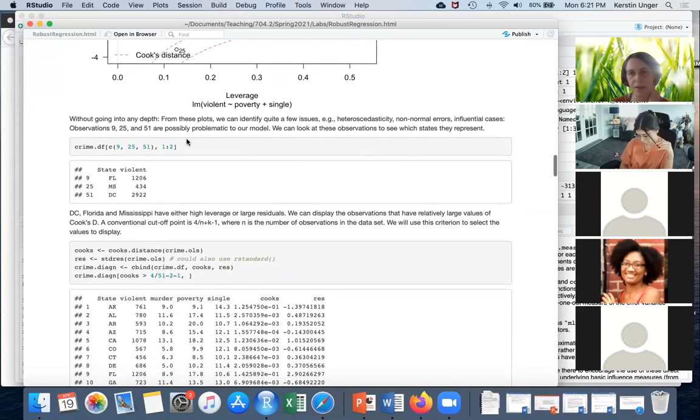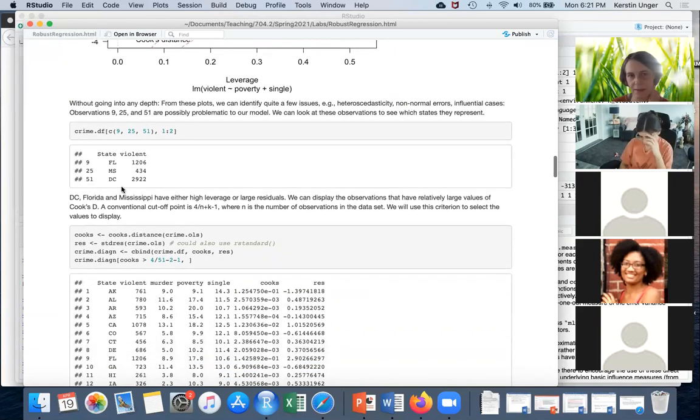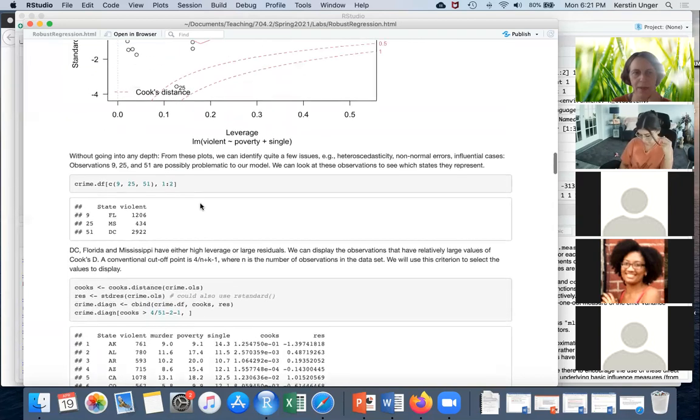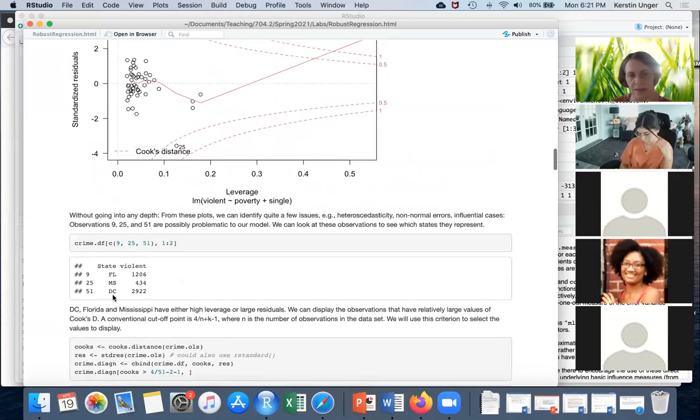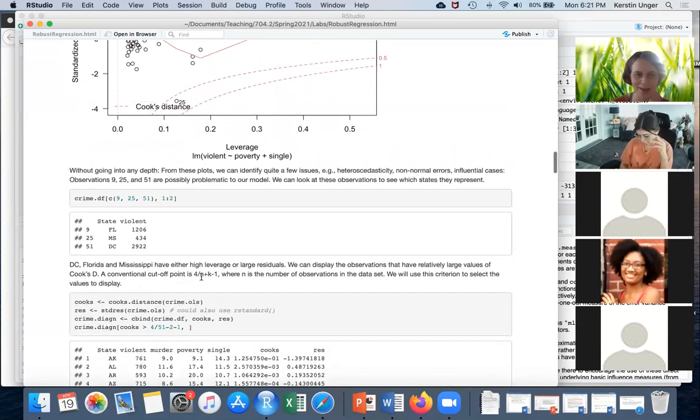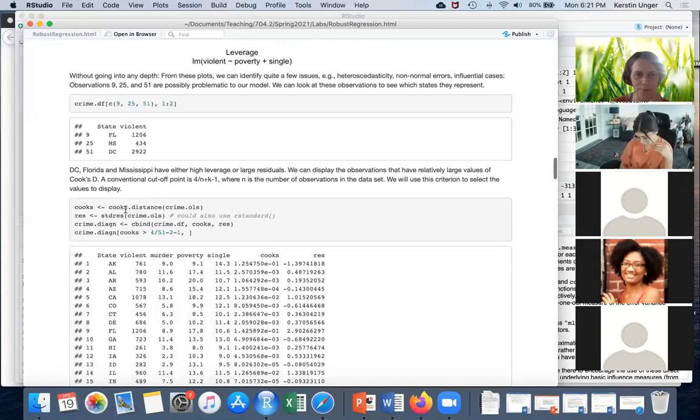If you want to see what states they represent, that's Florida, Missouri, and DC. I don't know why they included DC in the data set. It's not really a state, but anyway, that's why I think DC should be excluded. Okay.